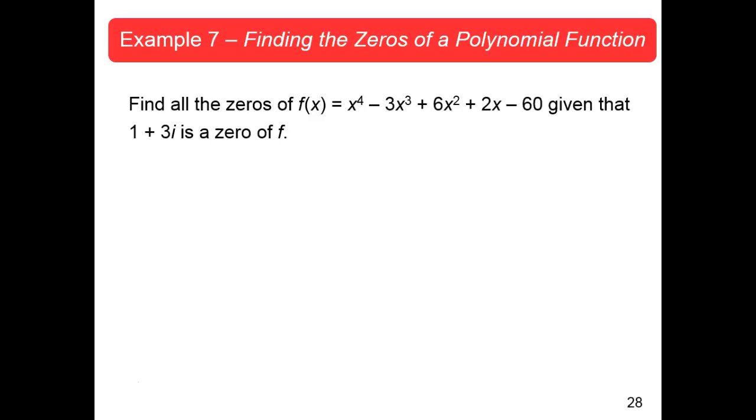If that's a zero, and those are all real coefficients, what can you also tell me? So we know from here that x equals 1 plus 3i is a zero. Okay. What else can you tell me? x equals 1 minus 3i is also a zero. Right? Now, what else can you tell me about that then? What's the conclusion you can get from there?